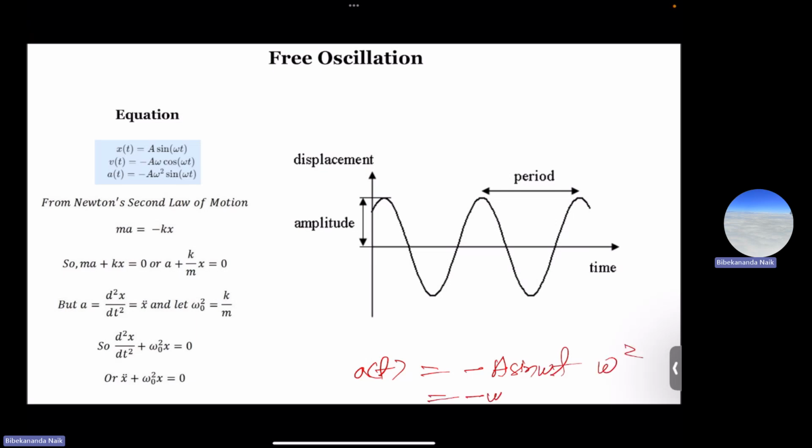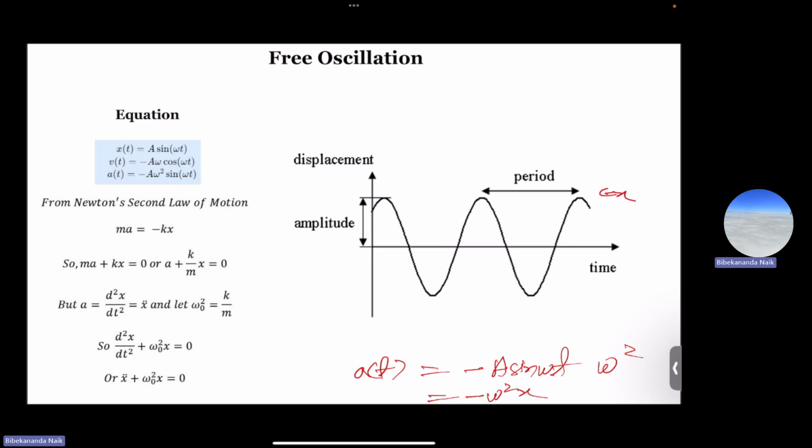So it is minus omega squared x. So a is directly proportional to x. The acceleration is directly proportional to the distance or displacement. So this is the example. It varies periodically.